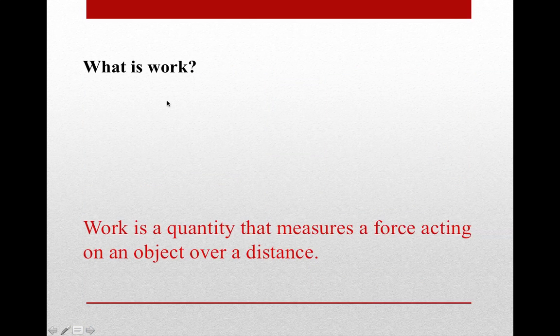Next, what is work? Remember, follow along with your Cornell notes. A nice formal definition of work is that work is a quantity, some number, that measures a force acting on an object over a distance. And point out force and distance, we need both of those things to have work. So they go along with each other.